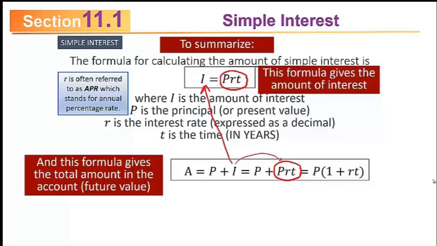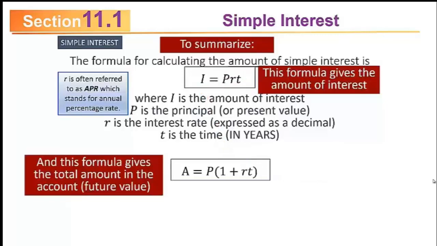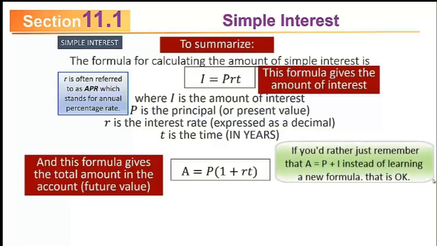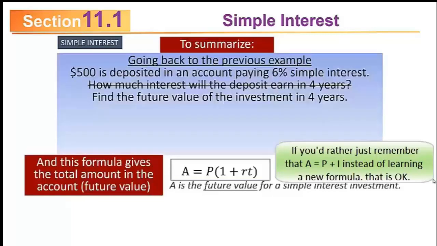If I get out the clutter in the middle, I get a formula for future value for simple interest, and it's capital A equals capital P times the sum of 1 plus RT. That formula will take you directly to the amount in the account without calculating the amount of interest first. You can always calculate the amount of interest first and then add it back to the principal, but if you're only interested in how much is in the account, this is a little faster. That capital A again is called the future value for a simple interest investment.